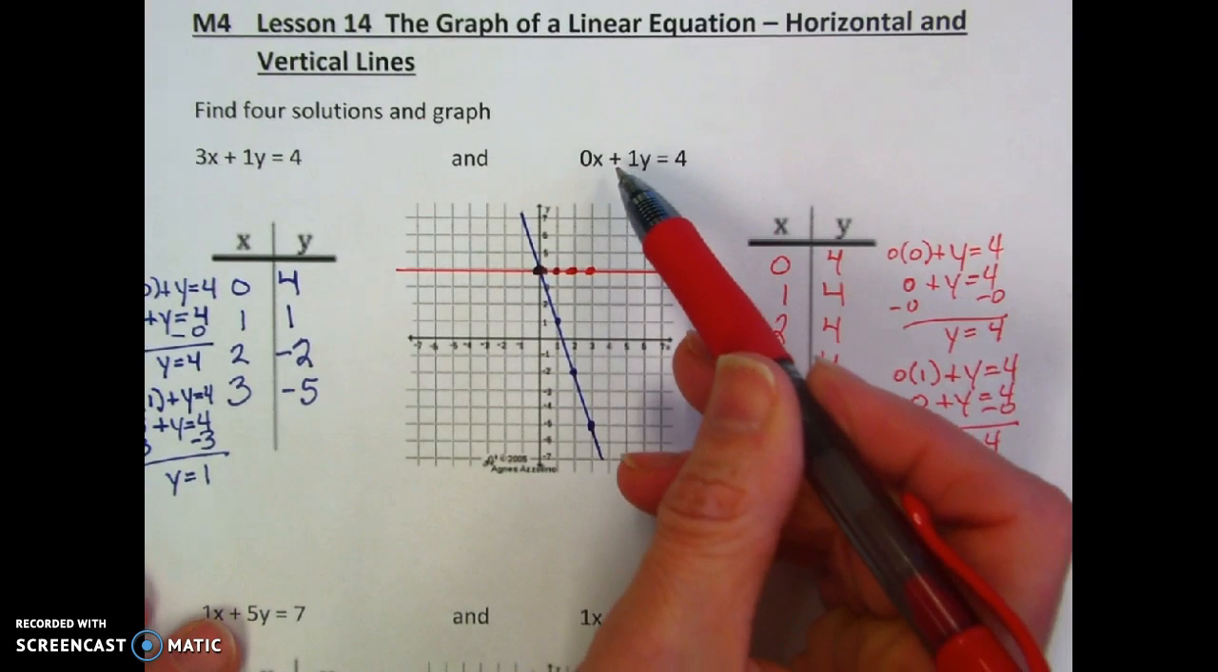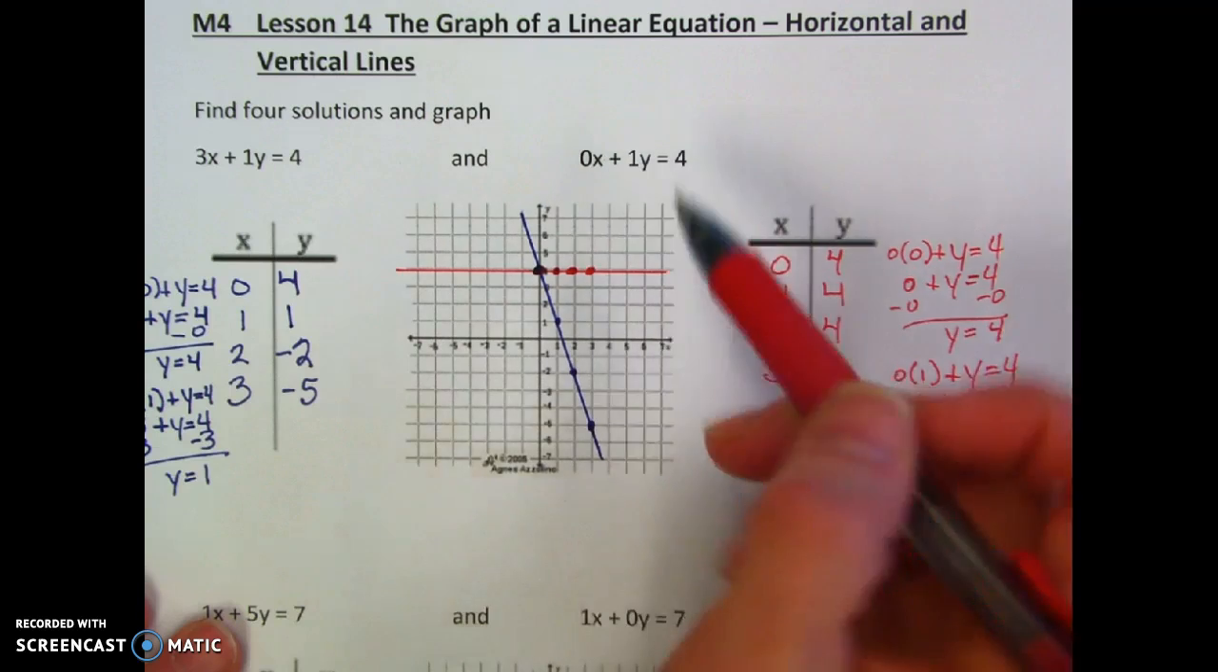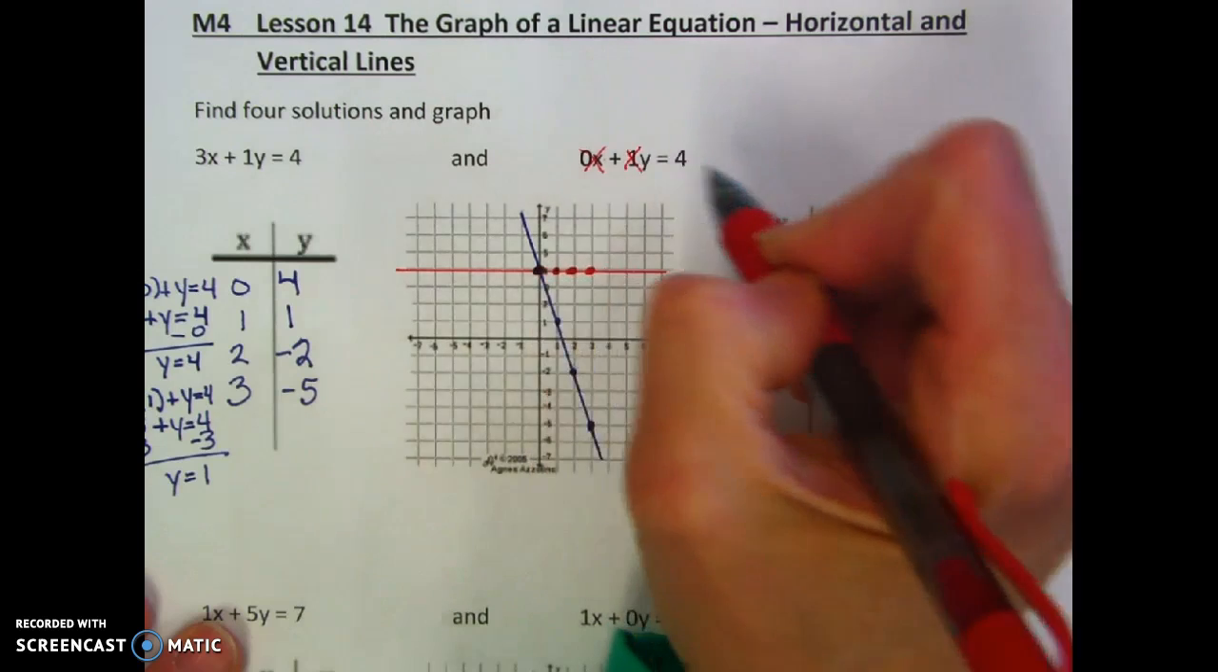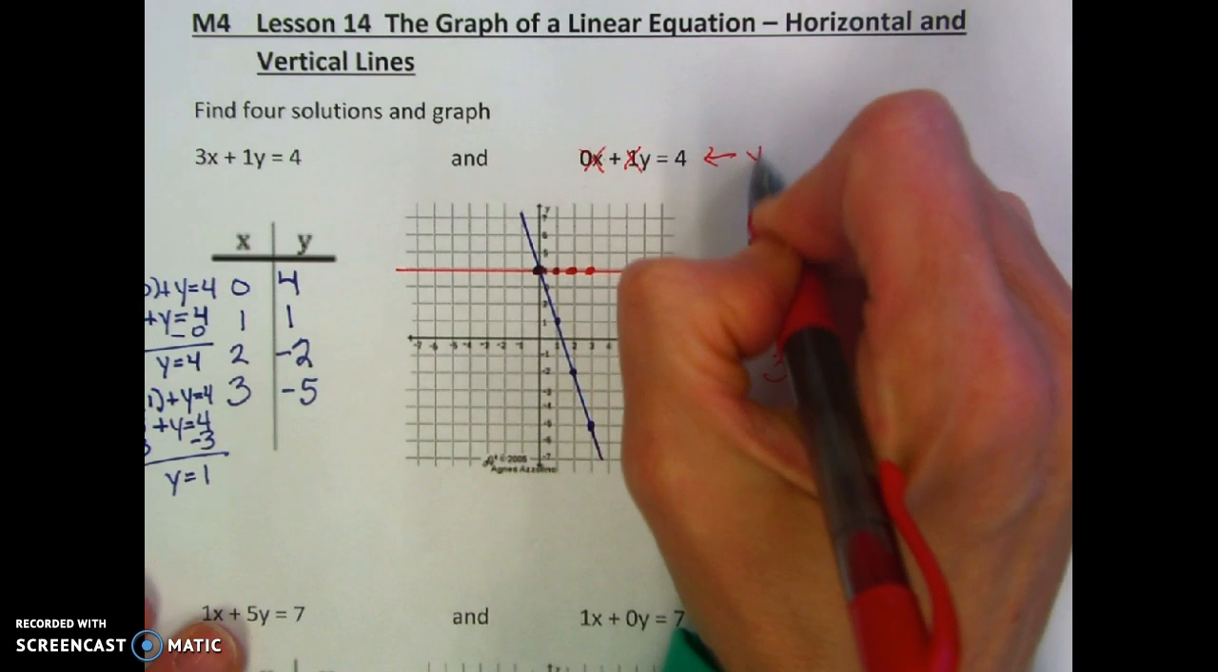Now let's look at this equation a little bit closer for a second. 0 times anything is 0, so we don't need that. And we don't normally put the 1 there either. So what we really have here is y equals 4.